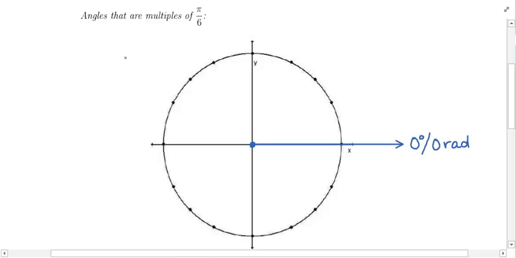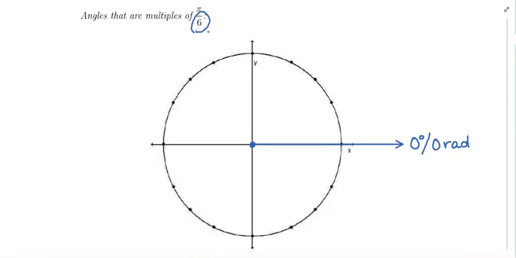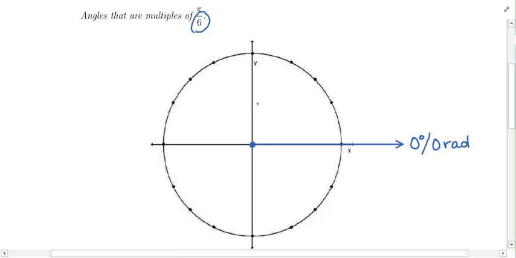Again, we know that there are pi radians in the top half of the circle. So since we're dealing with multiples of pi over 6, we need to break the top half of the circle up into 6 equal parts. I am going to pause the video, break the top half of the circle into 6 equal parts and color code those sectors, and then I will resume the video.